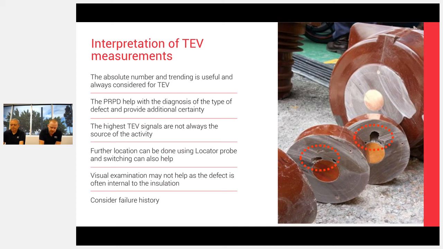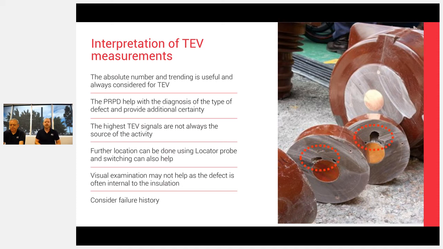With the older instrument, the UltraTEV Plus2, all you had to go on was the decibel level and the pulse per cycle count. Now you've got the decibel level, the pulse per cycle count, the phase resolved patterns, what the instrument thinks it is, and the waveforms to help you diagnose what's going on. The highest TEV amplitudes will not always be where the source of activity is, and that's where the UltraTEV locator comes into its own, and it helps you track down where the signal's coming from.